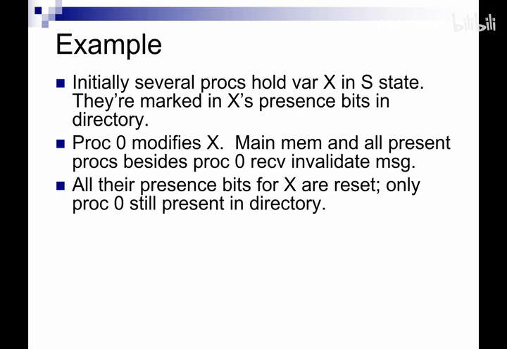Since all of the other processes which used to be in the shared state are now invalid, they would have their presence bit for x set to 0. So they no longer care about x because they have an invalid copy of x. Only process 0 would still be present in the directory for variable x.